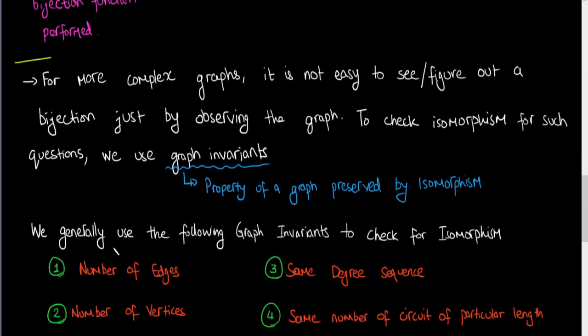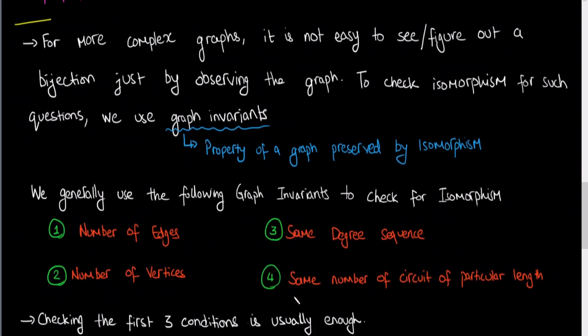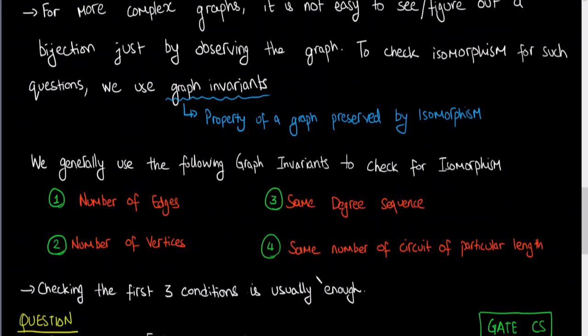These are generally the following graph invariants that are used to check for isomorphism. The first one is the number of edges. That means the number of edges in your graph G1 and your isomorphic graph G2 are the same. Similarly, your number of vertices are also the same in your isomorphic graphs, and the degree sequence of both graphs, G1 and G2, should be the same. And the fourth point is the same number of circuits of a particular length.